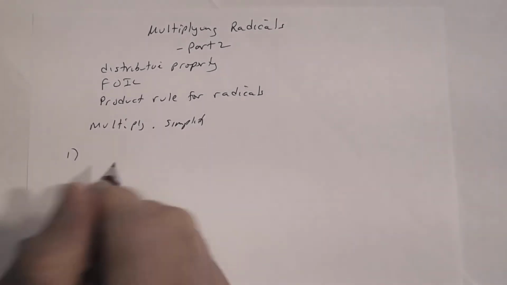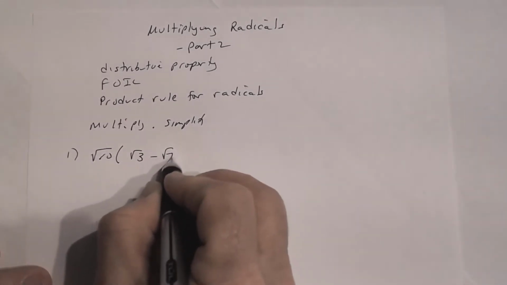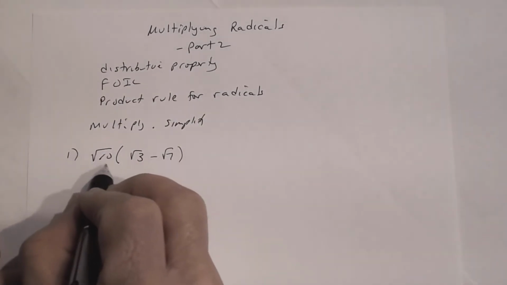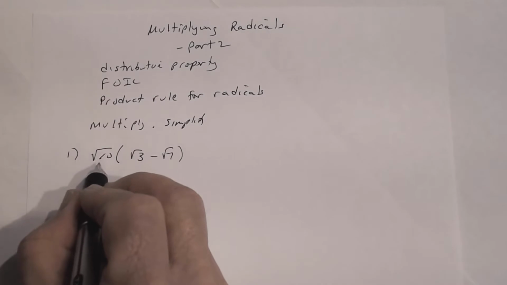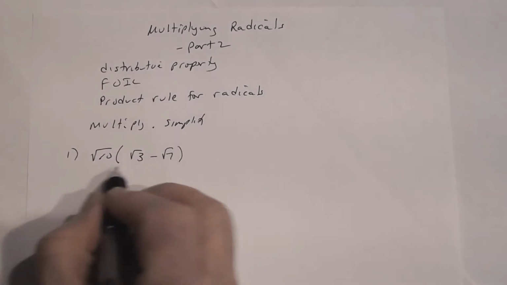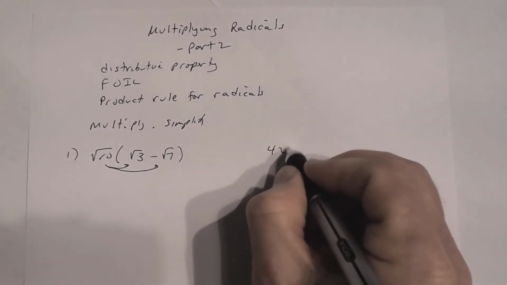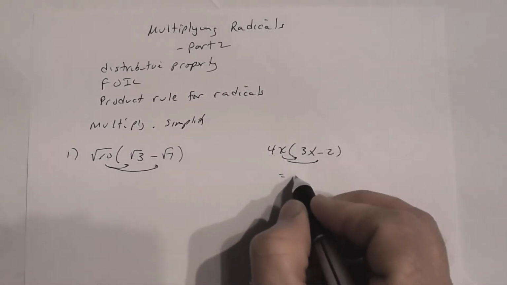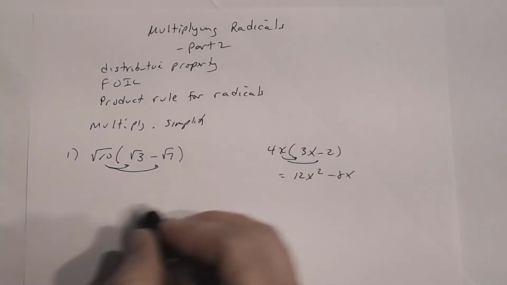Number 1, let's suppose you had the square root of 10 times the square root of 3 minus the square root of 7. So basically you have this radical, kind of like a monomial, one factor, and you're multiplying it by a binomial. To get rid of the parentheses, you're going to distribute, just like if you had 4x times 3x minus 2: 4x times 3x is 12x squared, and 4x times a negative 2 is a negative 8x. You use the same idea here.